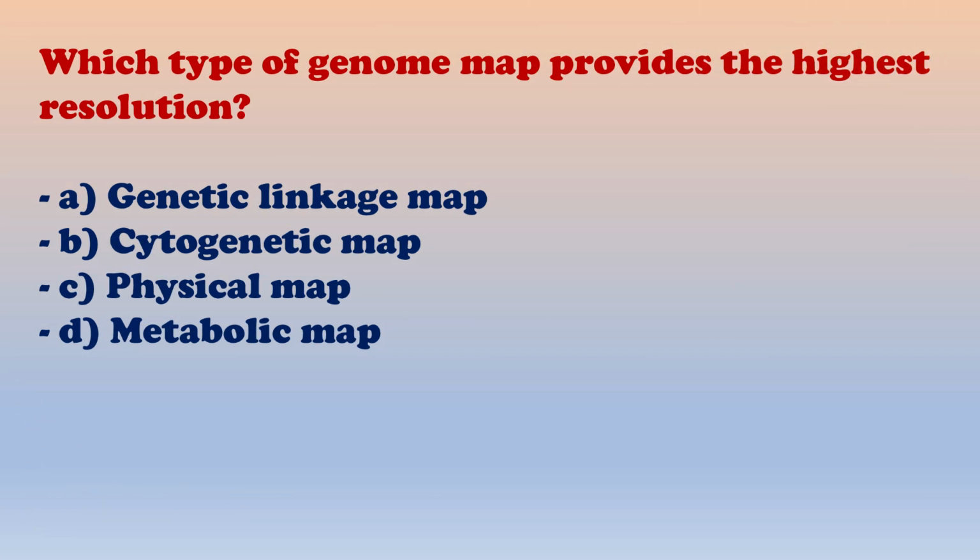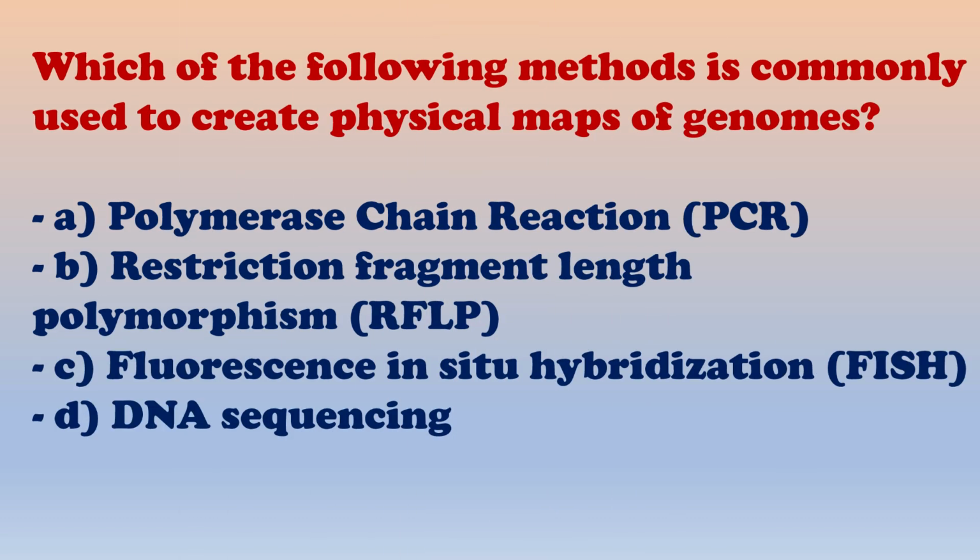Which type of genome map provides the highest resolution? Genetic linkage map, or cytogenetic map, or physical map, or metabolic map? Give your answer now. Which of the following methods is commonly used to create physical maps of genomes? Polymerase chain reaction (PCR), or restriction fragment length polymorphism, that is RFLP, or fluorescence in situ hybridization (FISH), or DNA sequencing? Give your answer.